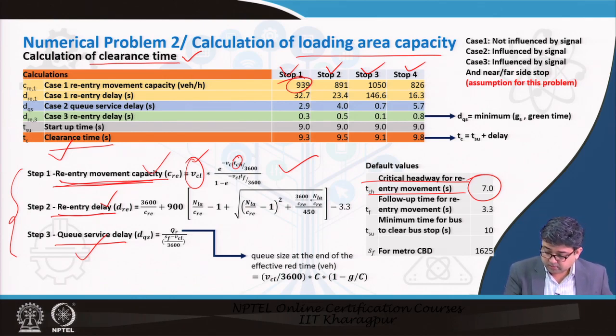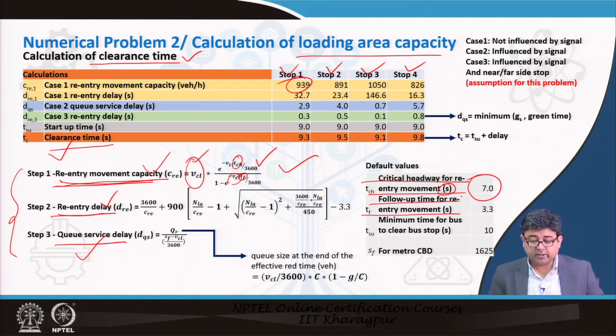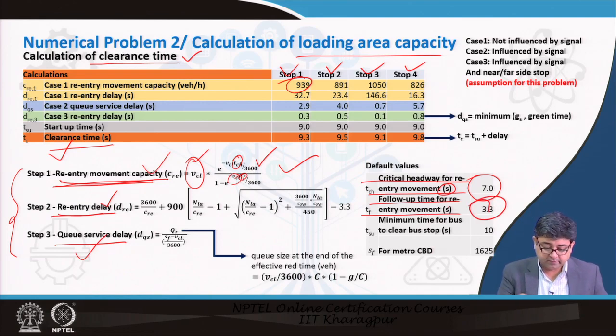This is re-entry in seconds. So, you have to convert it into hours, I guess, and then divide by 1 minus VCL times TF. TF is the follow-up time for re-entry movement, again that is given. So, you just enter those values, you get the re-entry movement capacity. From the capacity you can calculate the delay.